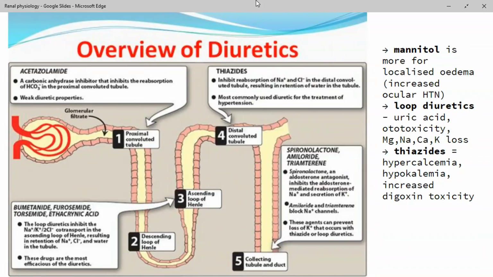Then you've got your thiazide diuretics, so they basically stop the NaCl pump in the distal tubule. And again, it's a very common diuretic that's used. And then you've got your spironolactone. Spironolactone inhibits aldosterone, and because of that, you absorb less sodium.